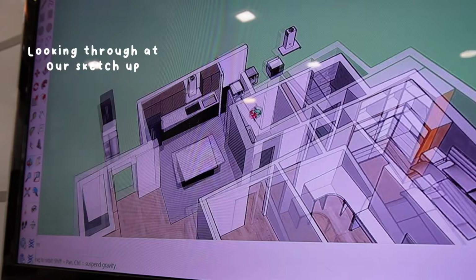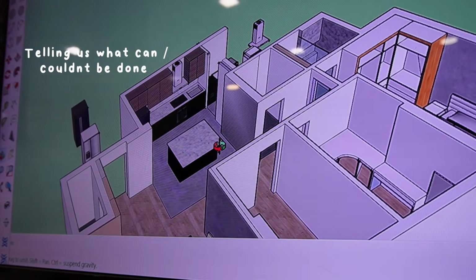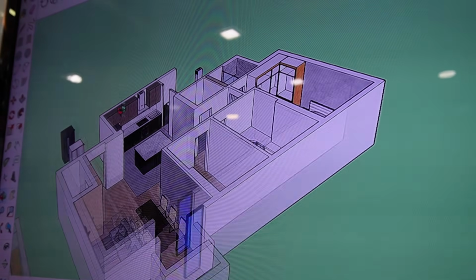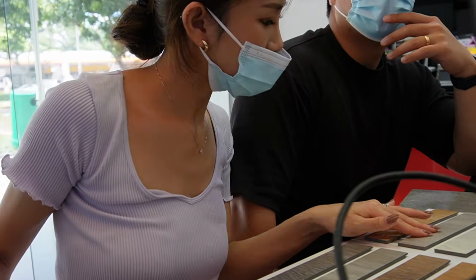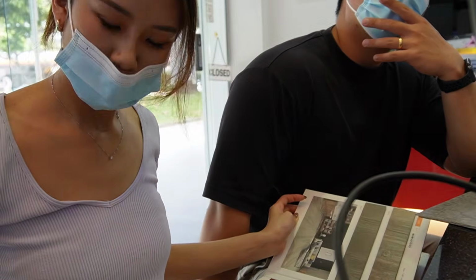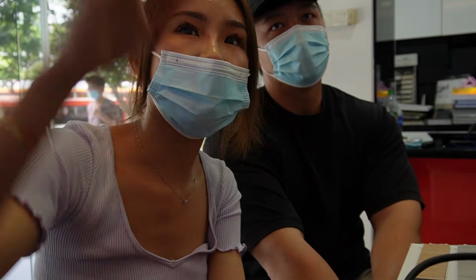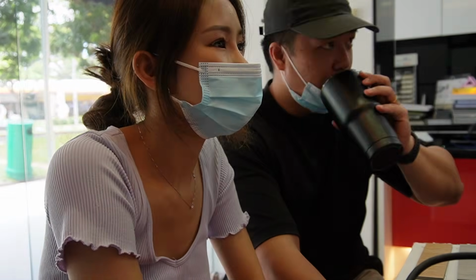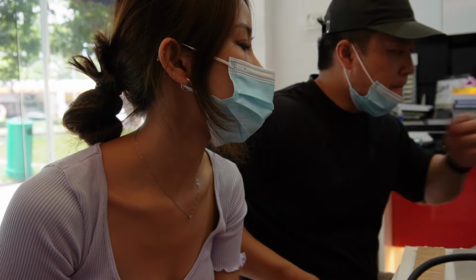Firstly, Alan looked through the SketchUp that Ken did to let us know what could be done and cannot be done. Then he shared with us the service that he could provide. And this is us finalizing the design so that he could come back with the quotations.